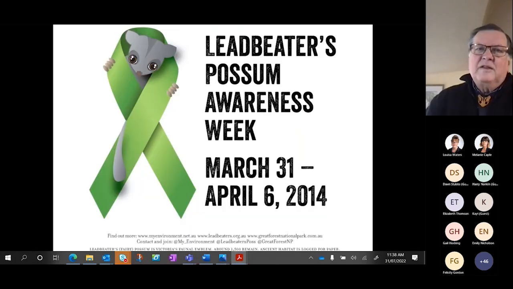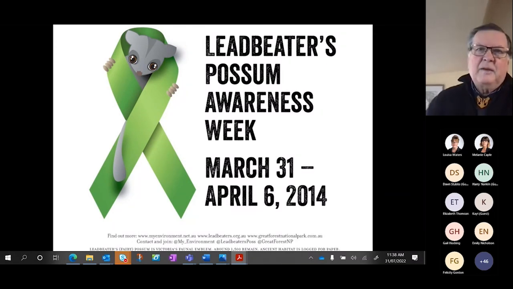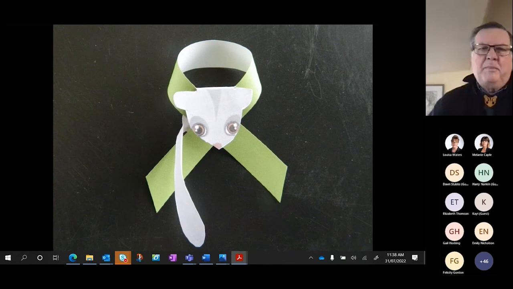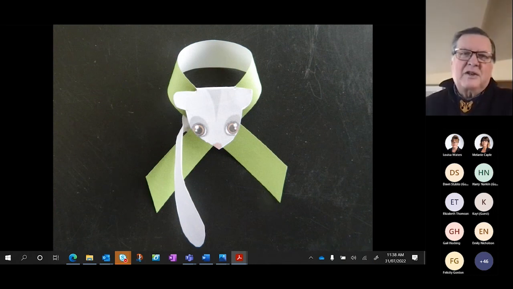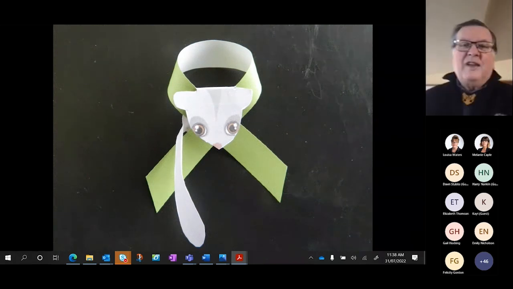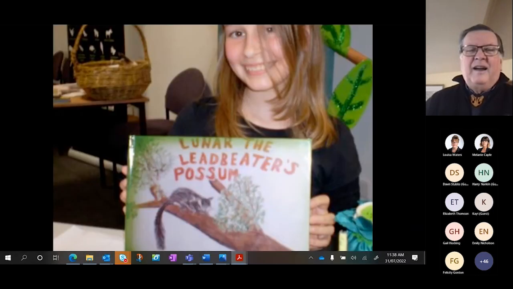And we've used it as a ribbon. This is a design done by Sarah Rees for Leadbeater's Possum Awareness Week 2014. I converted that to an actual paper ribbon that kids can make for themselves. Instructions are on our website. And during Leadbeater's Possum Awareness Week, we encourage schools to get the children to make their own ribbons and wear them. And then that encourages other people to ask what it is. So it's a conversation starter.